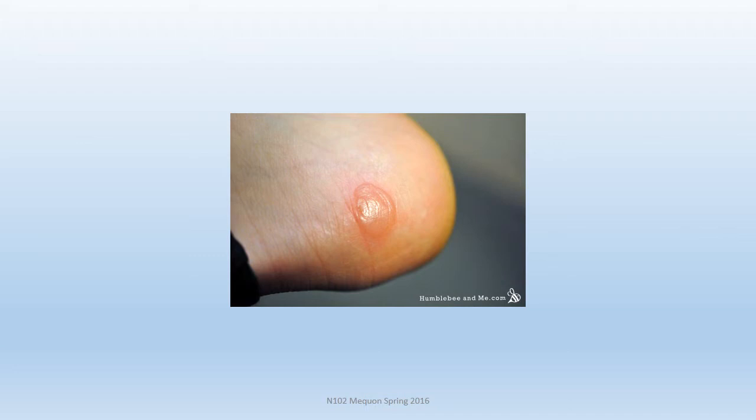Vesicles are usually smaller than 0.5 centimeters. Now, of course, we've probably all had bigger blisters than that. If it is larger than 0.5 centimeters, we give it a different name, and that's when we call it a bulla, B-U-L-L-A-E. Vesicles and bulla are circumscribed, and that's just a fancy way of saying that they have clear margins.